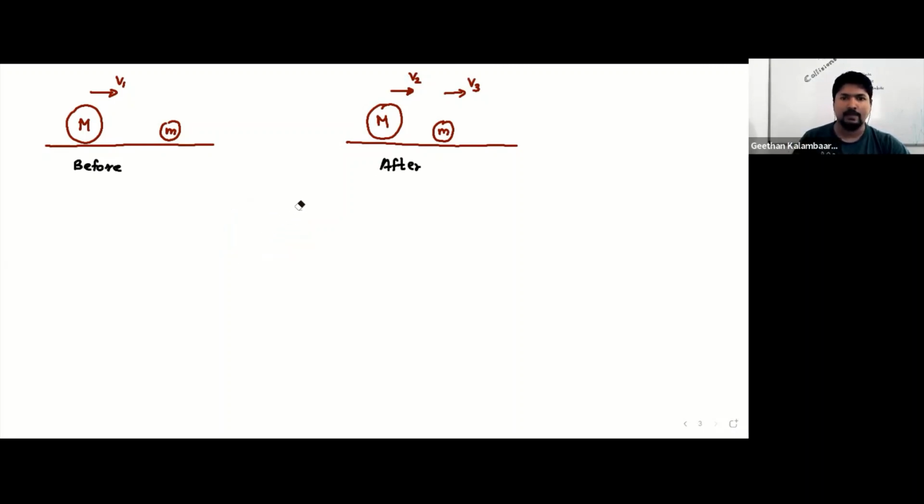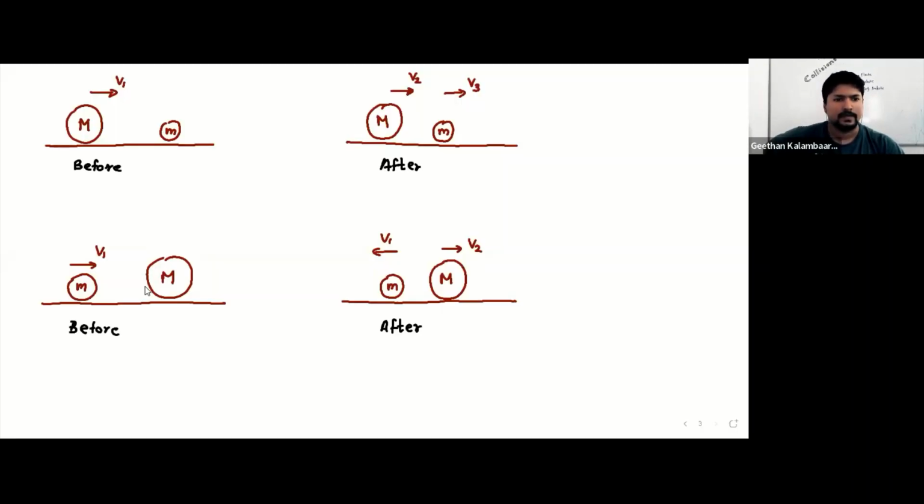And let's see what happens if it happens the other way. Right. So now we have the second scenario, where the heavier mass is at rest initially, and the lighter mass comes with a certain speed and hits the heavier mass. Right, so let's see what happens in this collision.